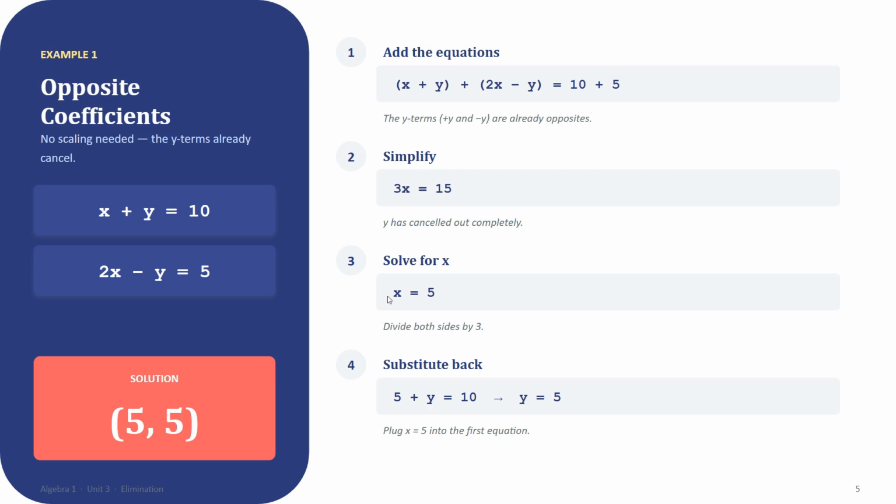Then we divide both sides by 3, so x is 5. Then we substitute back. We replace x with 5 and set up the equation 5 plus y is 10. That gives y equals 5. So the solution of this system of equations is (5, 5).